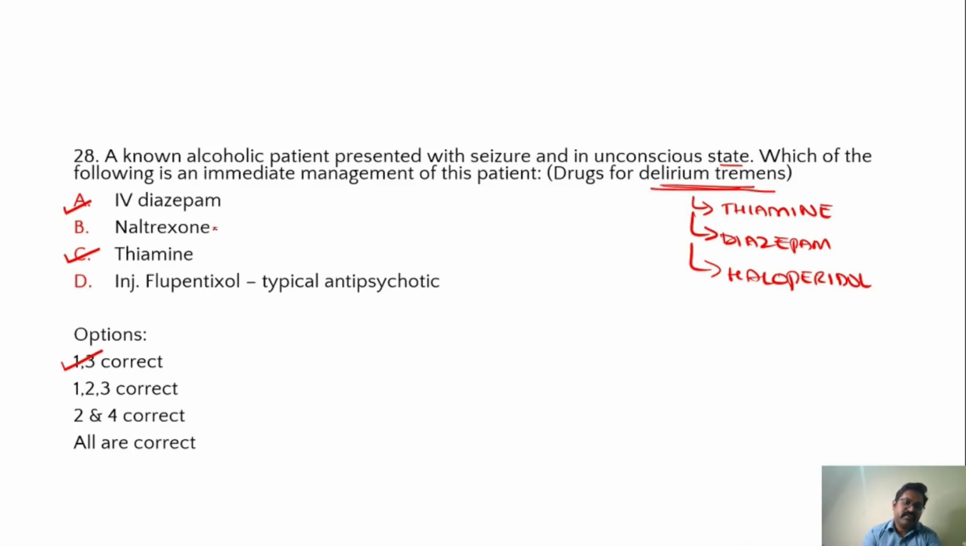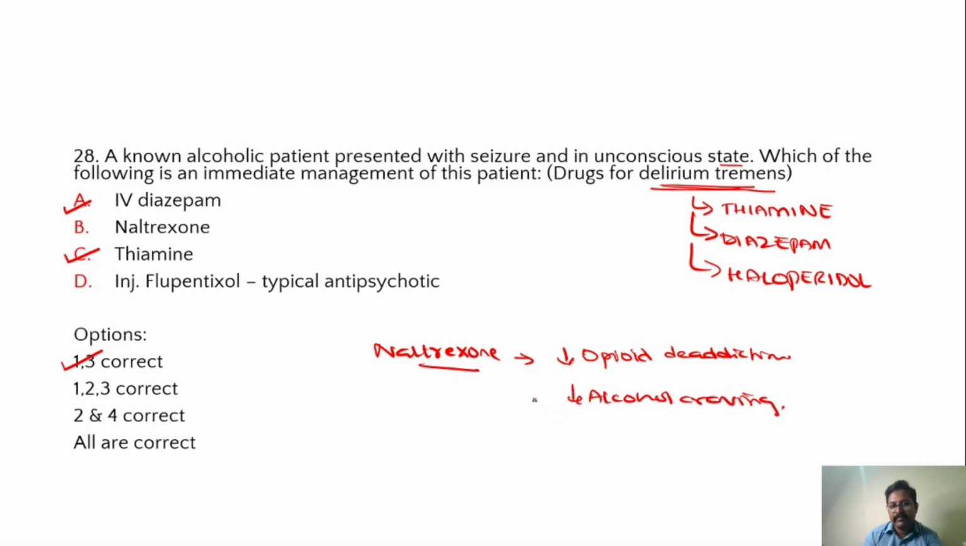So naltrexone, where is this naltrexone used? Naltrexone is used for opioid de-addiction, for decreasing alcohol craving, and third, as an anti-obesity drug.